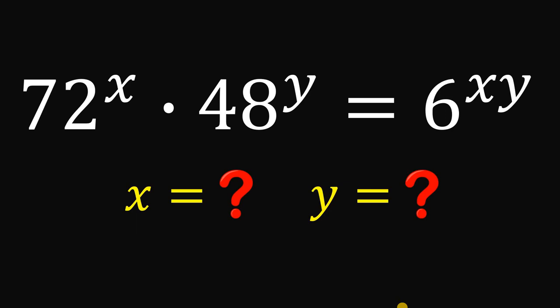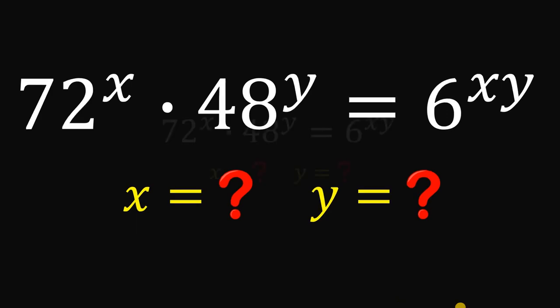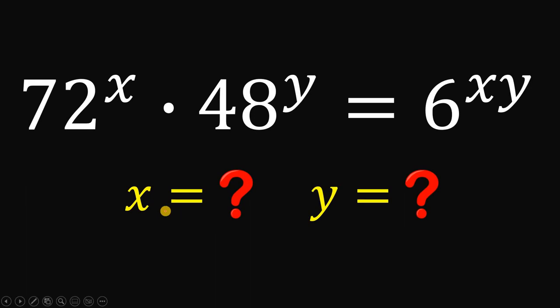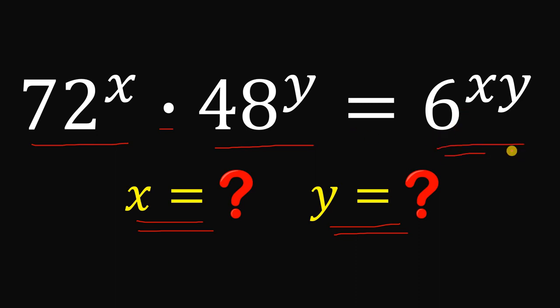Can you solve this math challenge? Here's the question. Our goal is to solve for the values of x and y. Given this equation, 72 raised to the power of x times 48 raised to y equals 6 raised to the power of xy. You can pause this video if you want to give this problem a try.